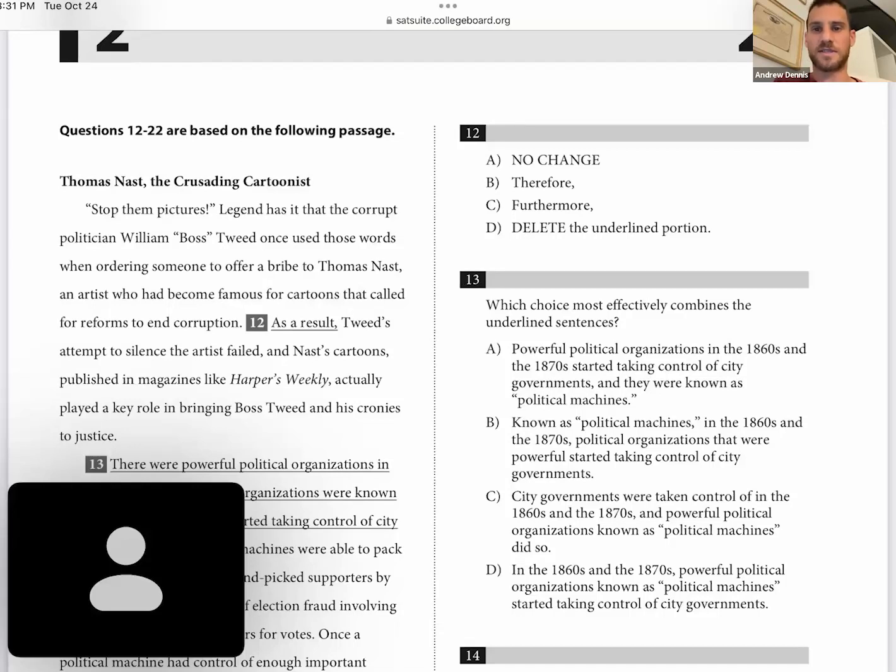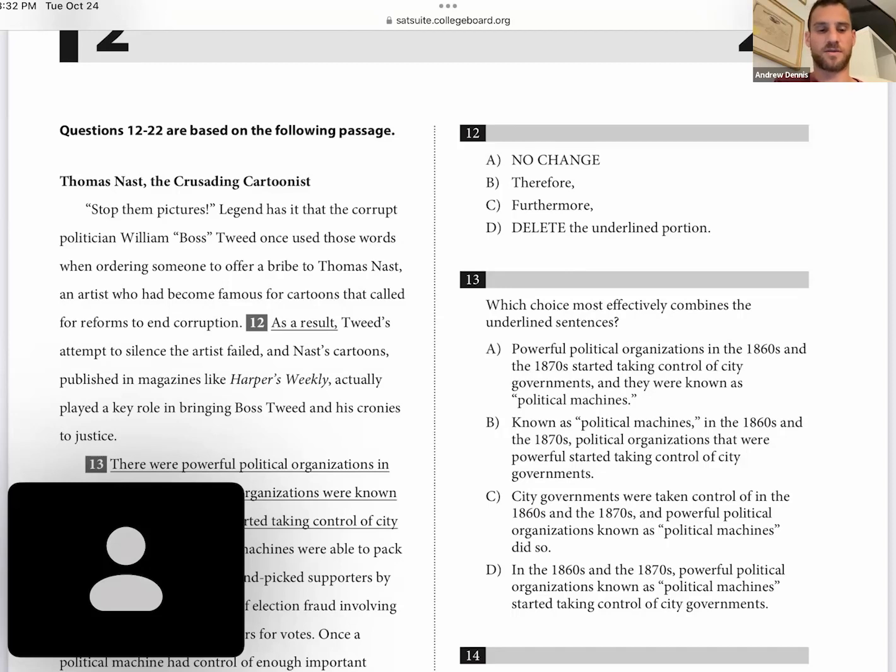Furthermore, Tweed's attempt to silence the artist failed. Therefore, Tweed's attempt to silence the artist failed, or delete it. Stop them pictures. Legend has it that the corrupt politician William Boss Tweed once used those words when ordering someone to offer a bribe to Thomas Nast, an artist who had become famous for cartoons that called for reforms to end corruption. Tweed's attempts to silence the artist failed, and Nast's cartoon. So, furthermore, therefore, as a result, or delete the underlined portion.